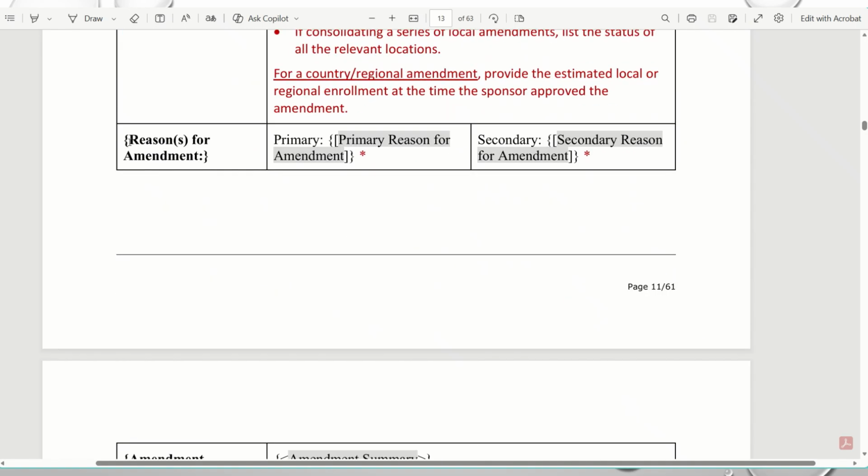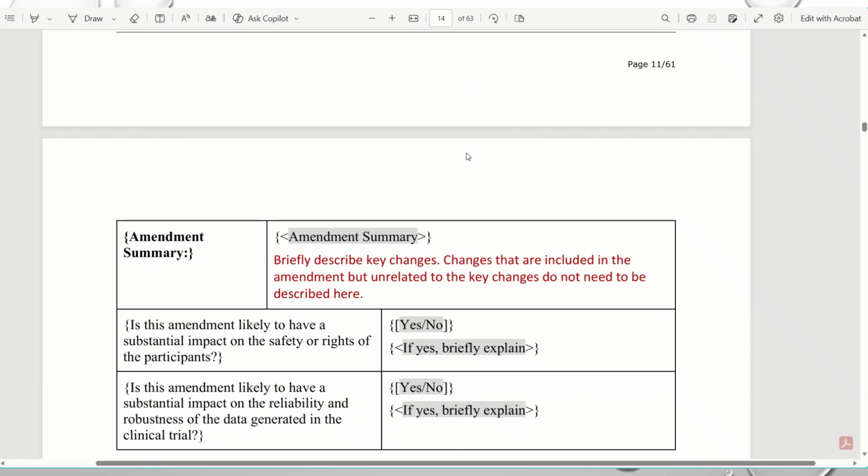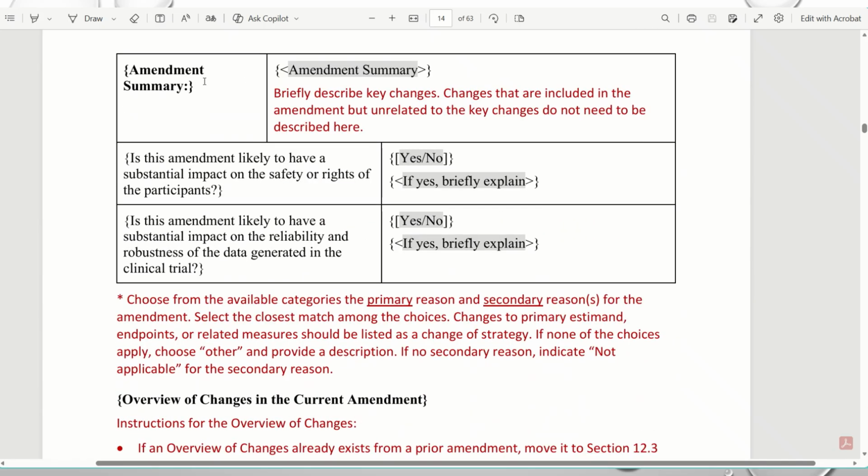And then you give your reasons for the amendment. So your primary reason for your amendment, that's one, and you might have a secondary reason, but remember, this is your reason for amendment, nothing to do with your primary and secondary objectives and estimands, although it might be impacted. And then a summary, and this is important: is the amendment likely to have a substantial impact on the safety and rights of the participants? Yes or no? If yes, briefly explain.